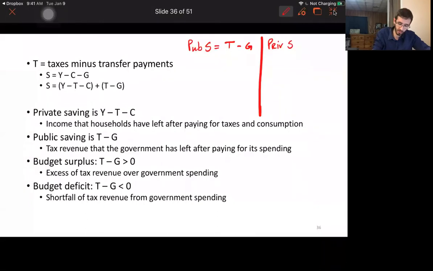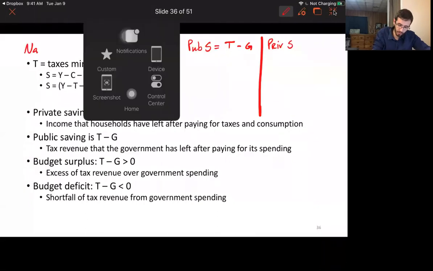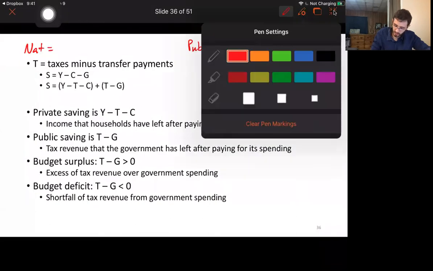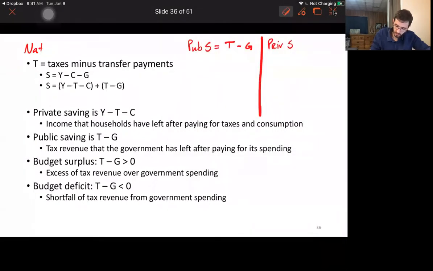So the first assumption we made here, I guess I can put it on the top, apologize for that, is that national savings is equal to private savings plus public savings. It must be that both private and public equals the total investment in the economy.